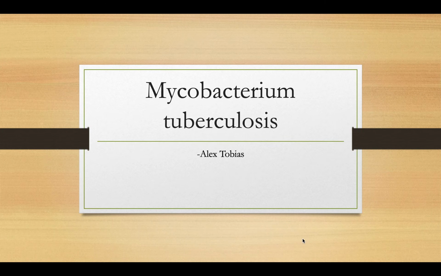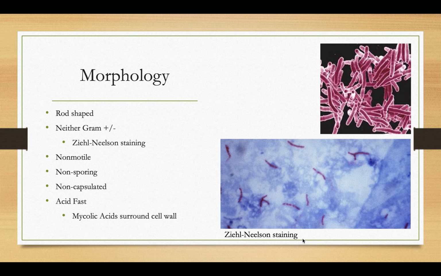Okay, so the microbe that I chose was Mycobacterium tuberculosis. Going into its morphology, it is rod-shaped, non-motile, non-spore, non-capsulated, and it has a waxy mycolic acid surrounding the cell wall. It's neither gram-positive nor negative because it's harder to see under the gram staining, but it uses a Ziehl-Neelsen staining, which here is an example, and it has this light red pigment.